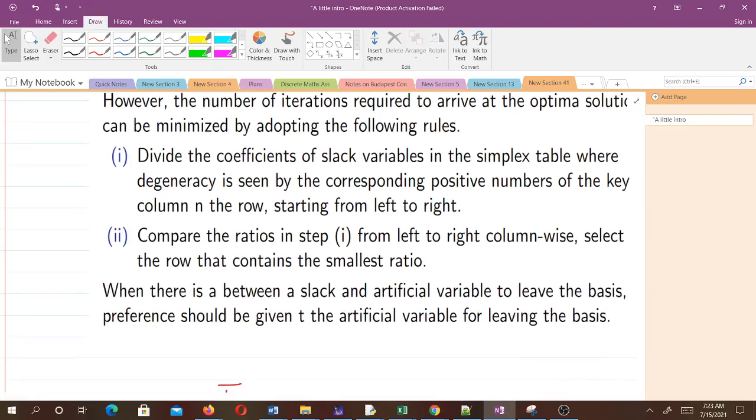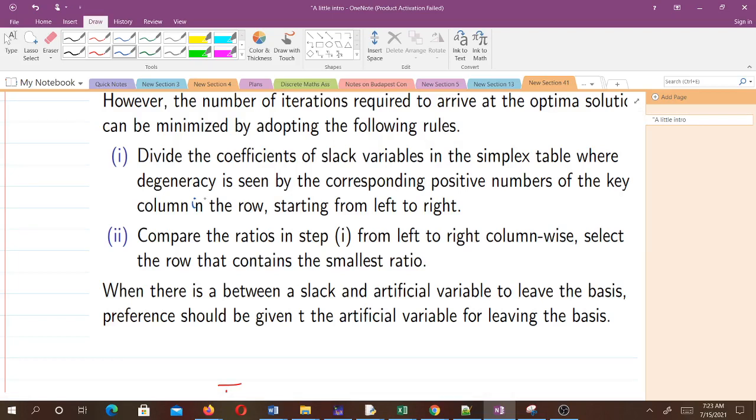So we will divide the coefficients of the slack variables in a simplex table where degeneracy is seen by the corresponding positive numbers of the key column in the row starting from left to right. Okay, and we compare the ratios in step 1 from left to right column wise. So we select the row that contains the smallest ratio, right?